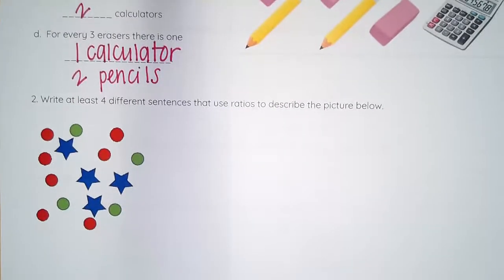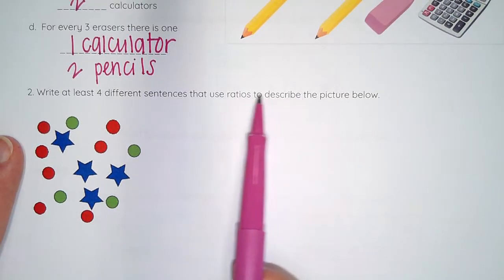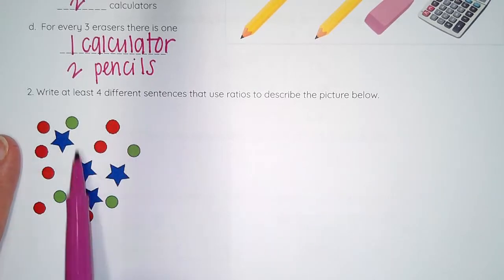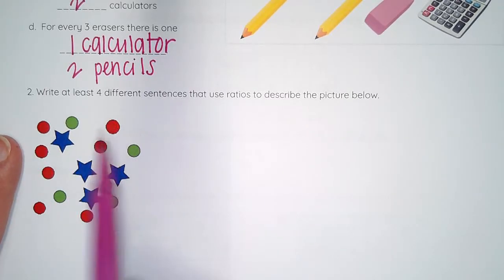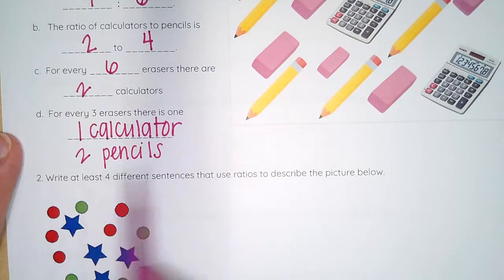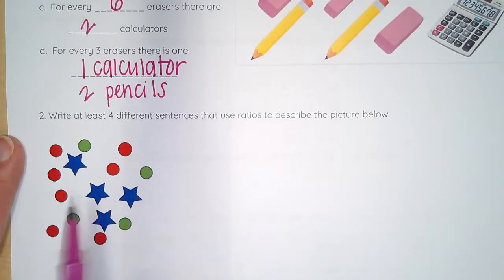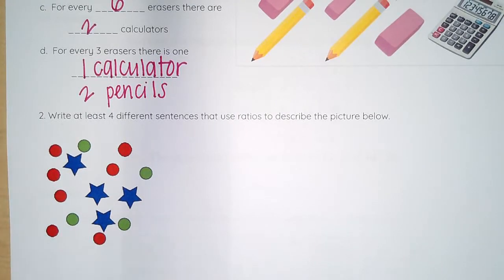All right, last little piece here. We have a bunch of shapes here, and your task is to write 4 sentences using ratio relationships to describe this picture. So I want 4 sentences. You can use these models up here. Maybe try each one of these and go ahead and use this picture to write those sentences. I'm going to have you pause that video and then you will share your sentences.